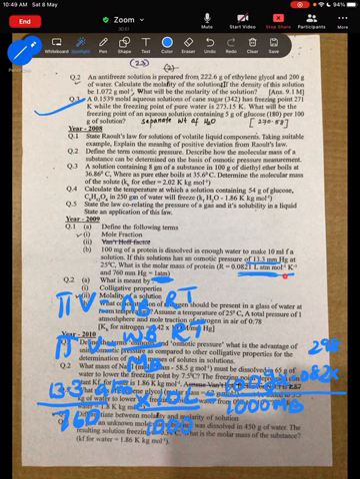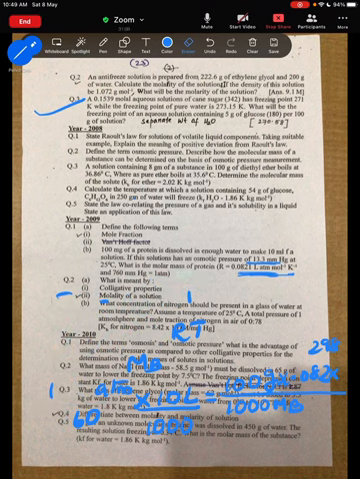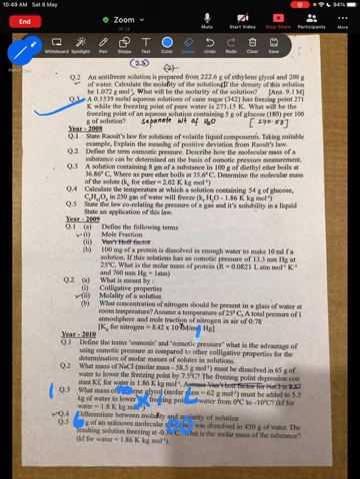Suppose they are giving it in bar. Then the R value is 0.083 liter bar per Kelvin per mole. Next, here there is no problem. What concentration? This we have already done.